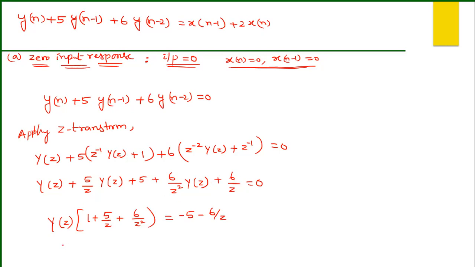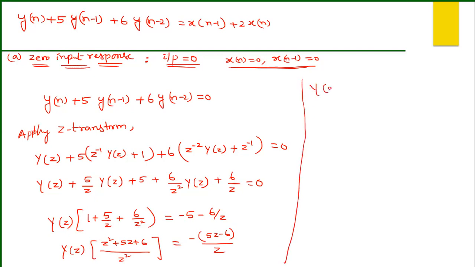Now, Y(z), you can take z square as the LCM. What will you get if you take the LCM? z square plus 5z plus 6 is equal to, here you take minus 5z minus 6 divided by z.